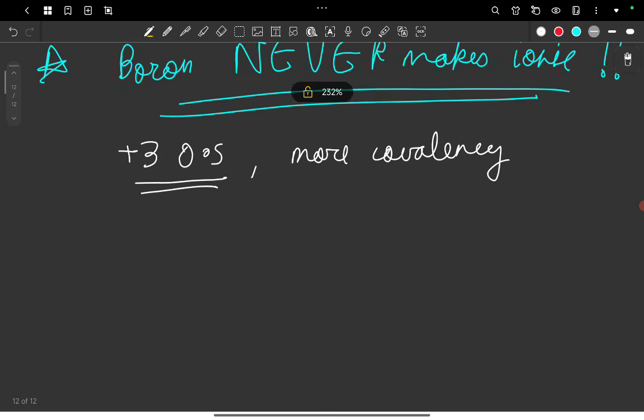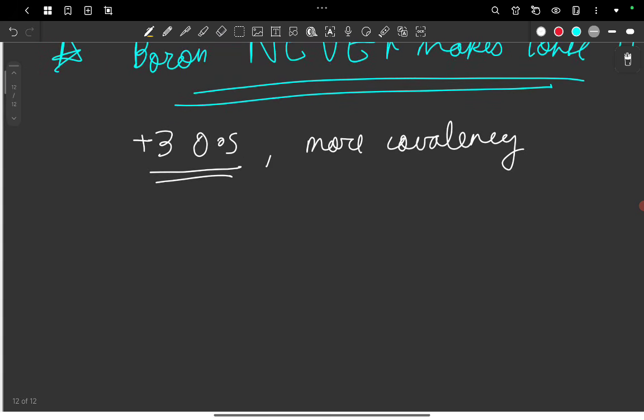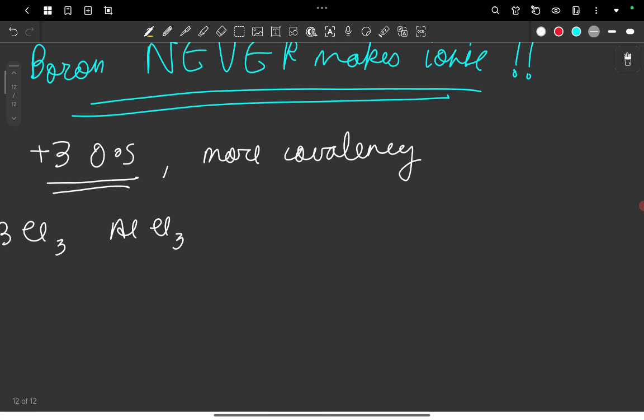Okay. Now, another thing I want you to know, compounds like say BCl3, AlCl3, these are all Lewis acids. Why? Because you see the structure. This is the boron, this is chlorine, chlorine, chlorine. Two electrons here, two here, two here. But for an octet, you need 8 electrons.